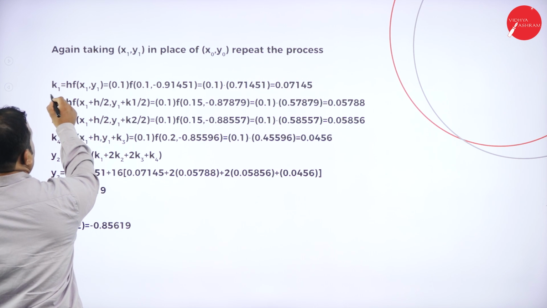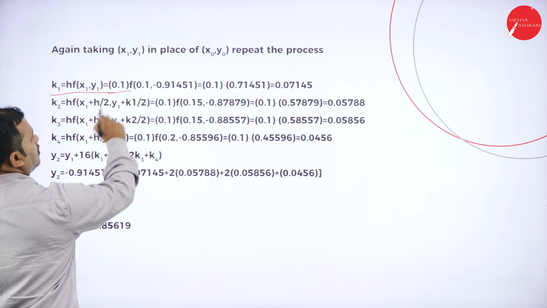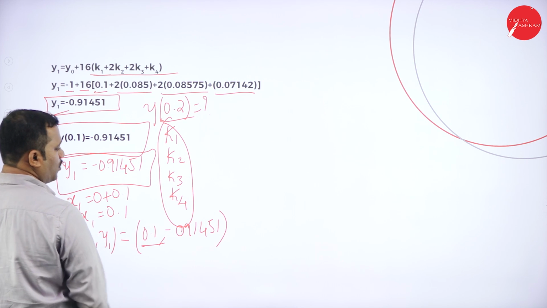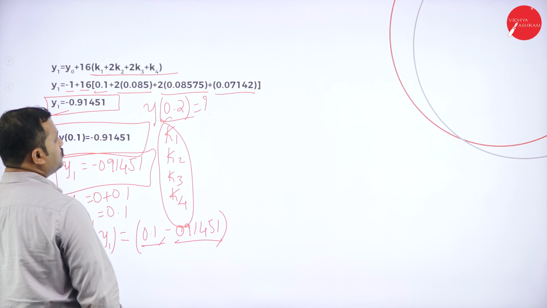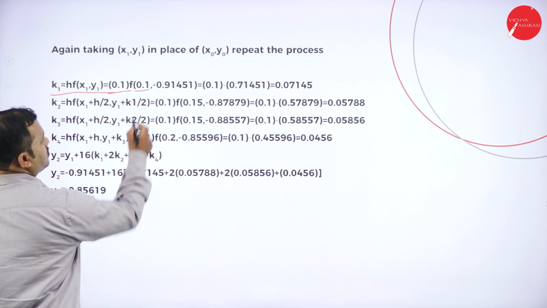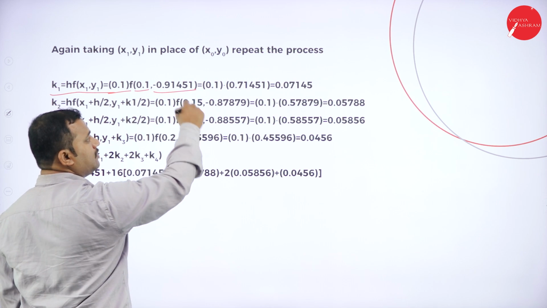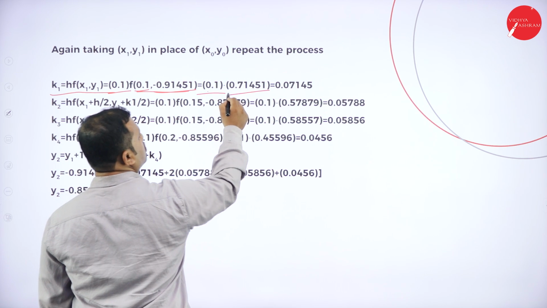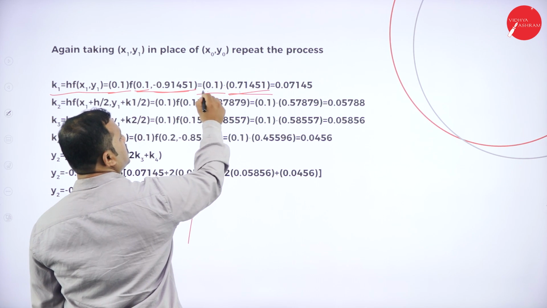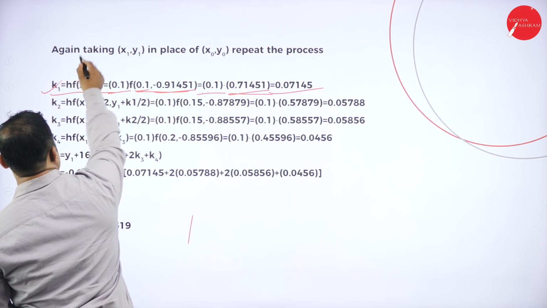See here, k1 is equal to this. What is the value of h? 0.1. What is the value of x1? x1 is 0.1. What is y1? This is this. If I substitute those values into that equation, what value do I get? That is 0.1 comma minus 0.91451. That gives me the value like this: h into f of x0 comma y0. If I multiply these two terms, I get this term. That is k1, the value of k1.